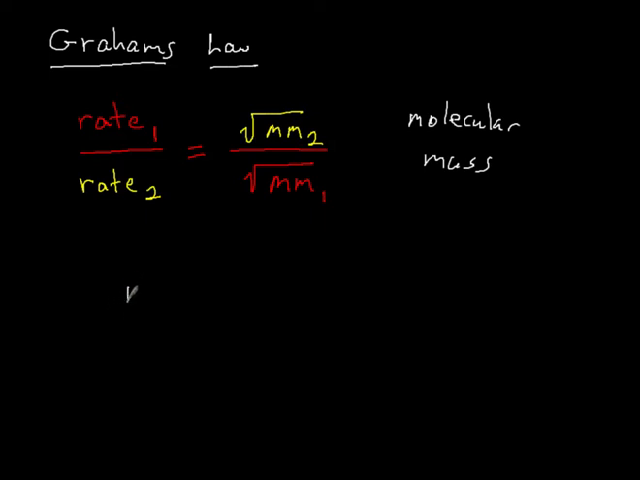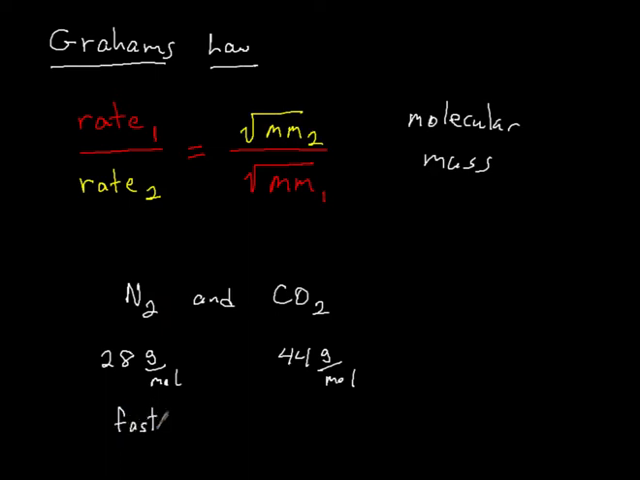But if I tell you you've got nitrogen and you've got carbon dioxide, and I ask you which one of these diffuses at a faster rate, that's an easy question to answer. All you have to do is figure out the molar masses of these two gases. Molar mass of nitrogen is approximately 28 grams per mole, molar mass of carbon dioxide is approximately 44 grams per mole. And so the nitrogen is going to diffuse faster, relatively speaking, than the carbon dioxide, which will diffuse slower. If it's just which is faster, just look at the molar masses and pick the one with the lightest molar mass.